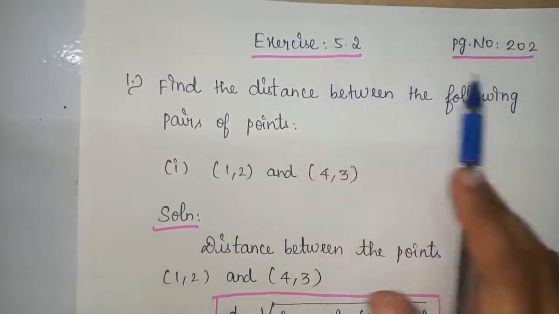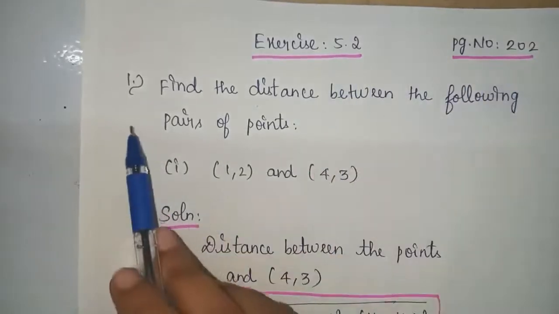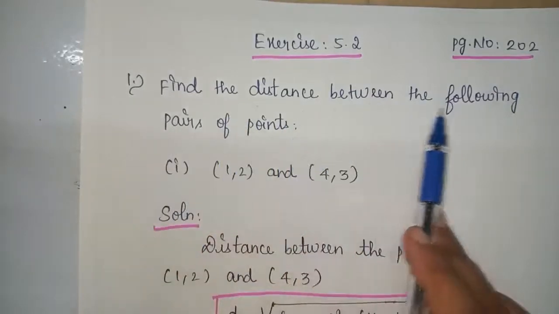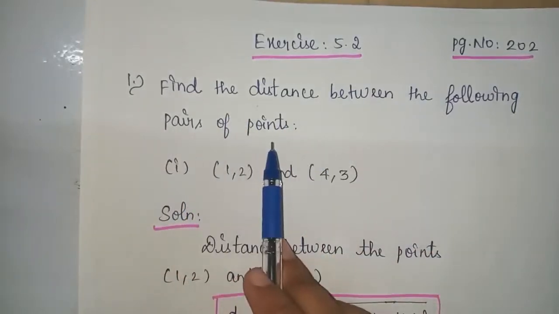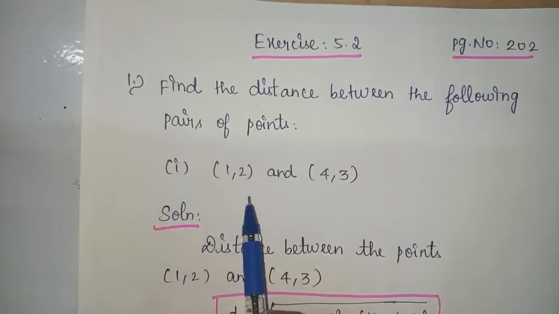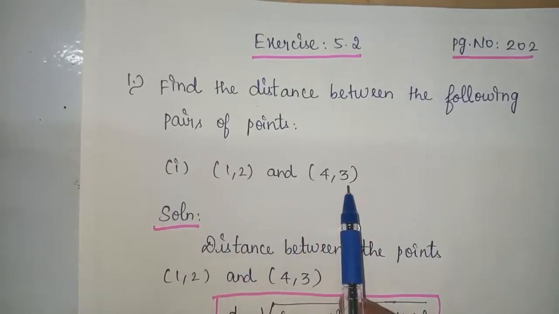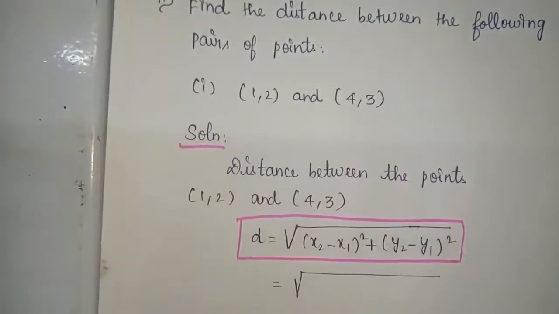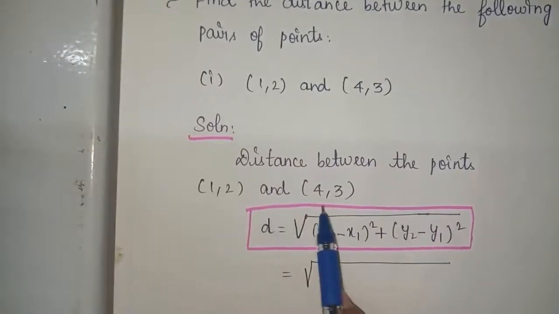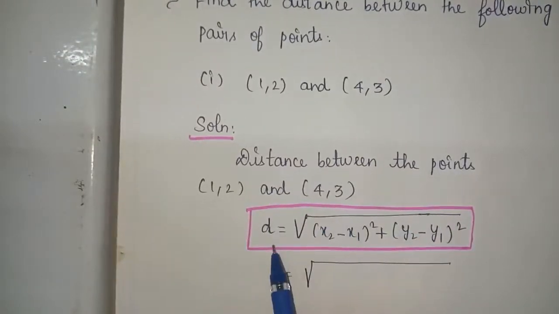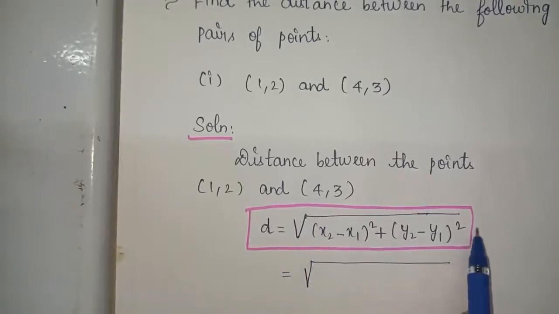Exercise 5.2, which is on page number 202. First problem: find the distance between the following pair of points. First subdivision: 1, 2 and 4, 3. Solution: distance between the points 1, 2 and 4, 3. This is the distance formula. D is equal to root of (x2 minus x1) the whole square plus (y2 minus y1) the whole square.